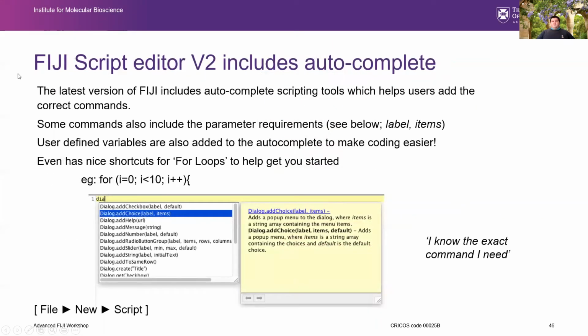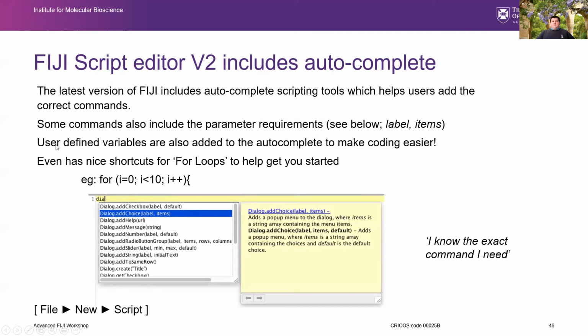The script editor in version 2 of FIJI includes autocomplete, which makes it really easy to build up some code. It's very helpful and useful. Some of the commands also include the parameter requirements. So in this example below, when you type dialog add choice, it says that you need a label and the items, and there's a description that explains what this command will be for.